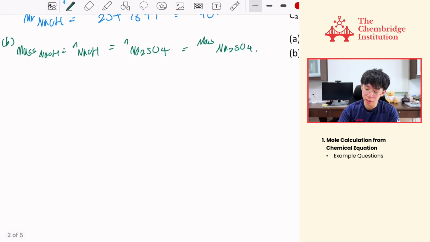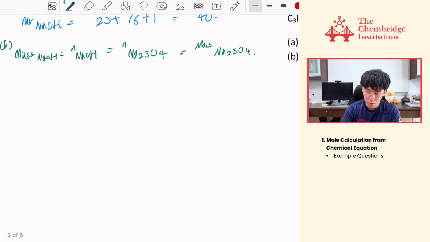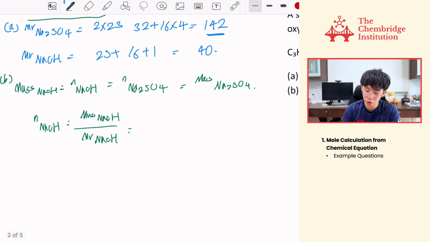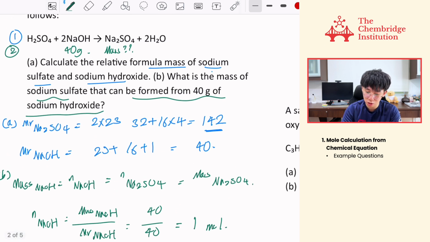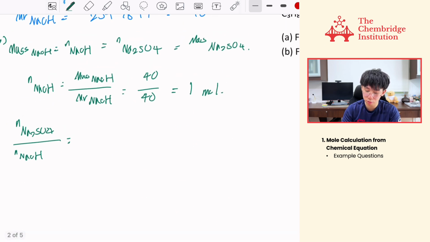So let's find the number of moles of sodium hydroxide. The number of moles of sodium hydroxide is just the mass of sodium hydroxide given divided by the MR of sodium hydroxide, which in this case they give you 40 grams. So this is just 40 divided by 40, which equals 1 mole. Then we use a mole ratio. The number of moles of sodium sulfate to the number of moles of sodium hydroxide, from this equation, is 1:2, so it's just 1/2.